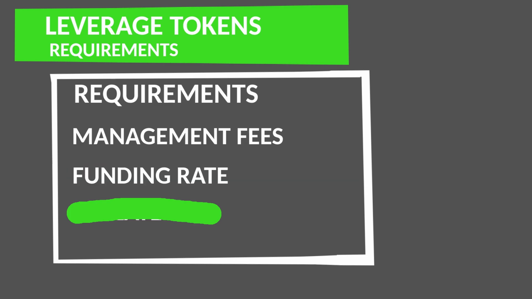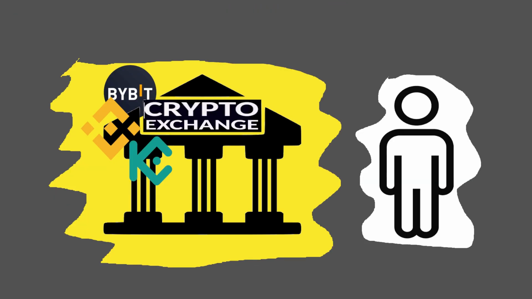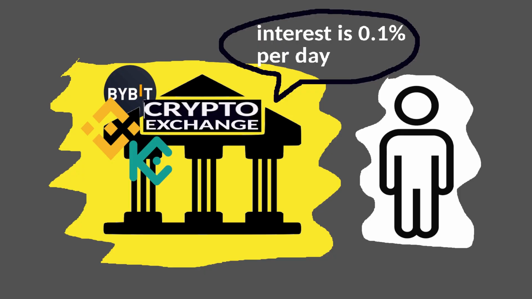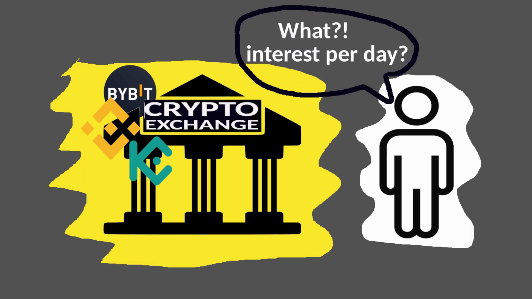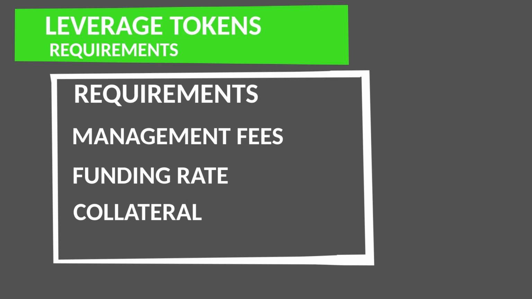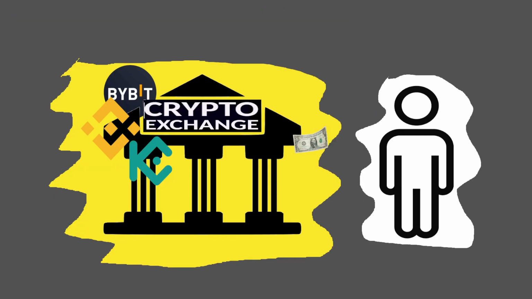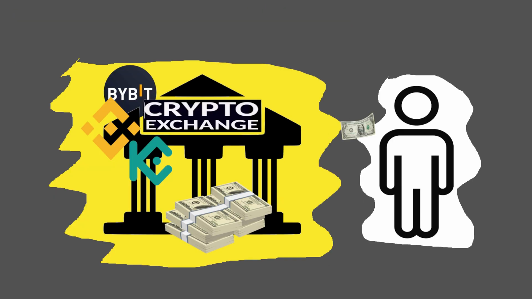Funding rate. Of course, when there is debt, there will most likely be interest. That is the funding rate. Collateral. This is the capital that the exchange holds when they give you the tokens.